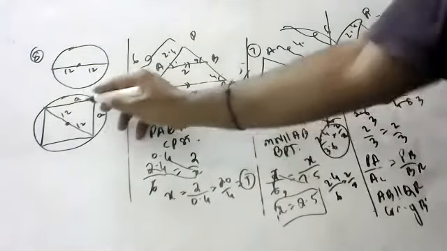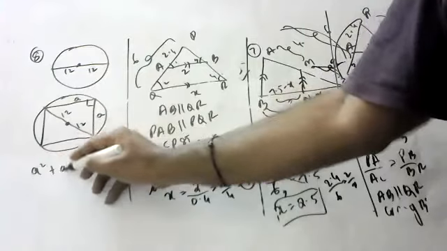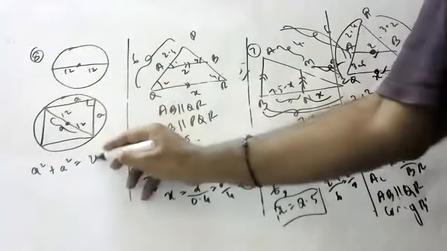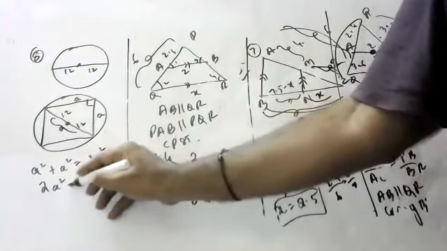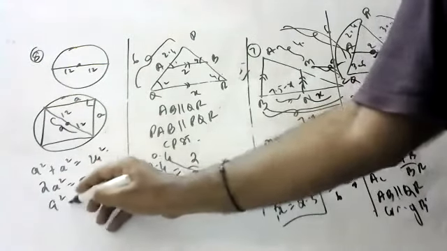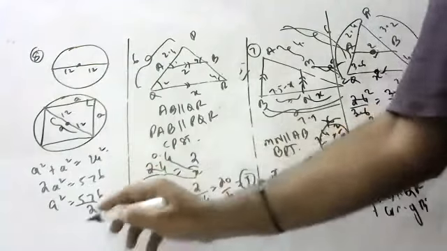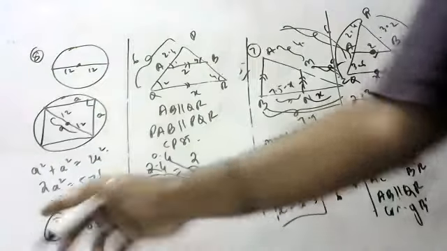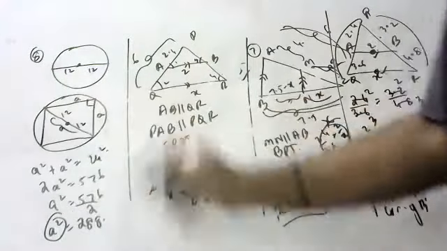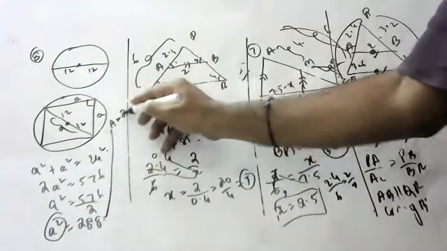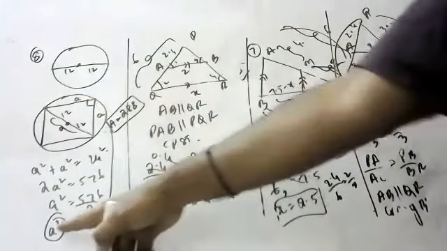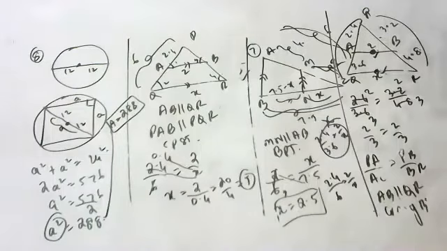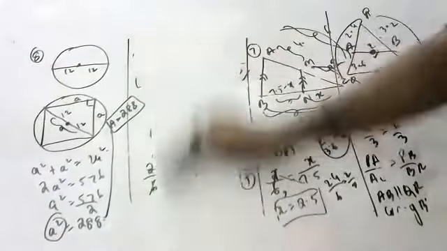Apply Pythagoras theorem because in a square the angle is 90 degrees. A square plus A square is equal to 24 square. 2A square is equal to 576. A square is equal to 576 by 2, which is 288. A square is only the area, not the side. So the area of a square inscribed in the circle of radius 12 centimeters is 288, children. Try to understand, children.